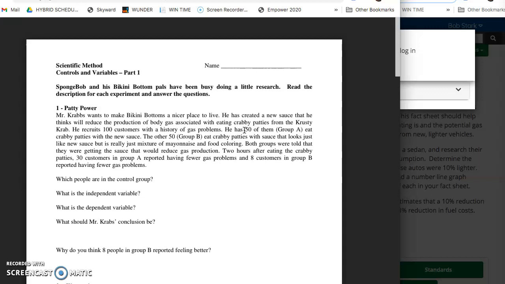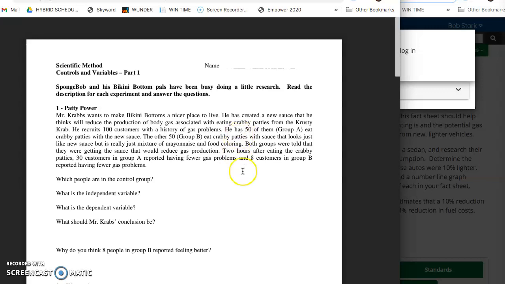Both groups were told they were eating the sauce that would reduce gas production. 2 hours after eating the Krabby Patties, 30 customers in Group A, that is the one that ate the new sauce, reported having fewer gas problems. And 8 customers in Group B, that's the one that got the mayo and food coloring, reported having fewer gas problems. So now we're looking to identify the control. What stayed the same? What didn't change?